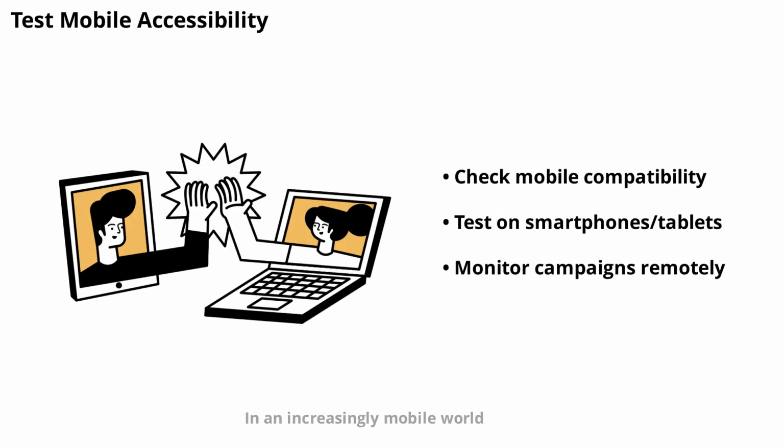In an increasingly mobile world, it's important that your marketing automation platform is accessible on smartphones and tablets. Test the mobile interface for usability and feature completeness. Mobile access allows your team to monitor campaigns and respond to issues on the go.